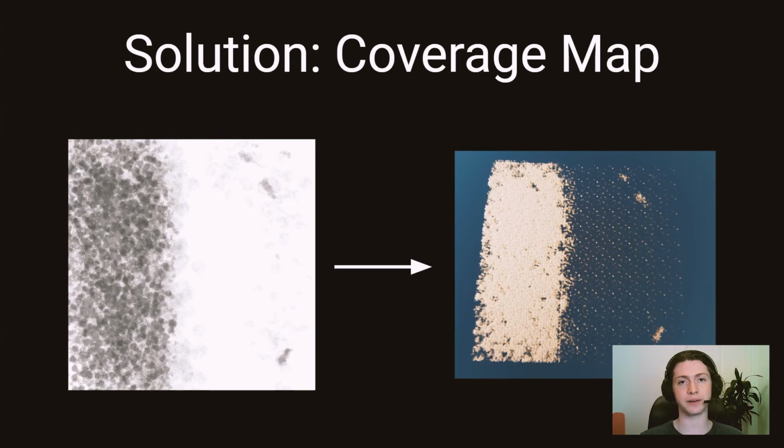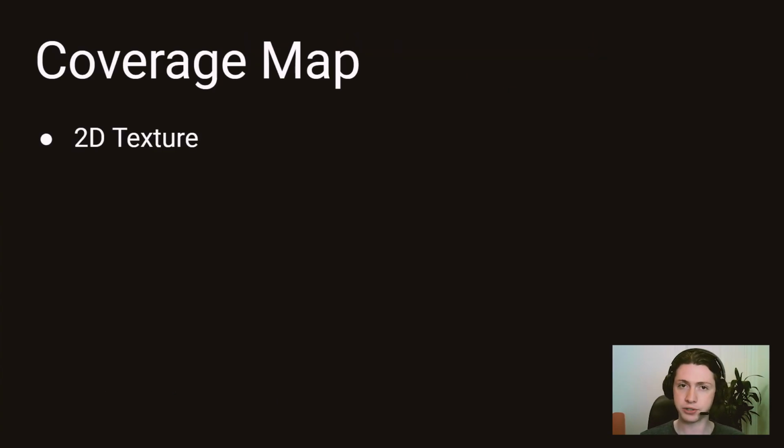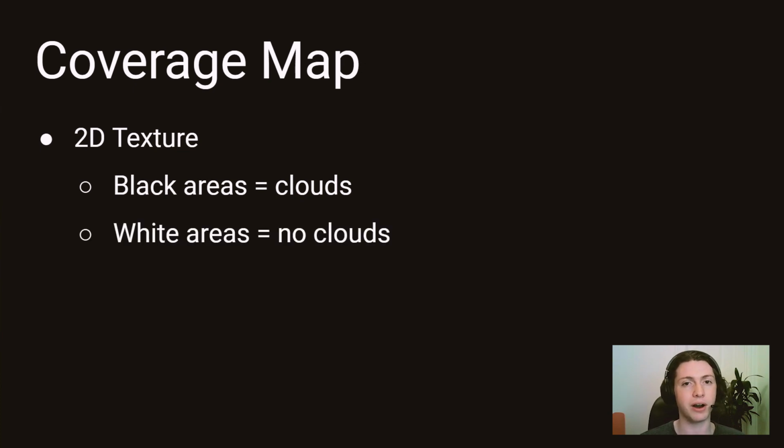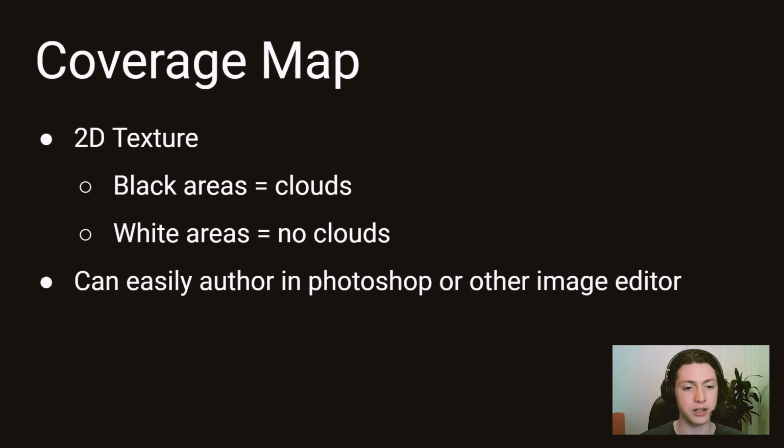So the solution that we're going to roll with, well, that Expanse already does use, is something called a coverage map. And if it's not clear by this image, a coverage map is a 2D texture. The black areas of the texture are where the clouds are, and the white areas are where there are no clouds. You can easily author these in Photoshop or other image editors.